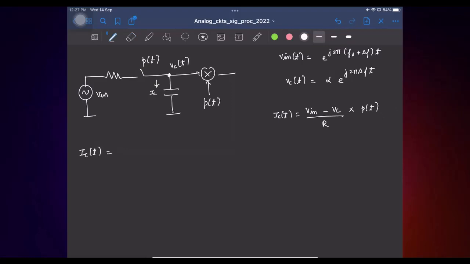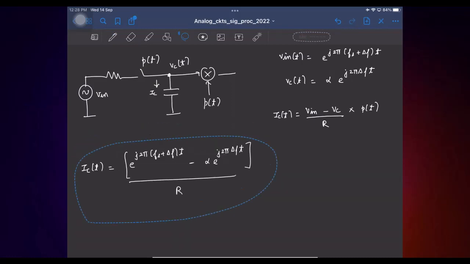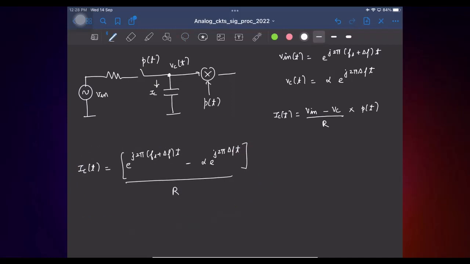Let me write it. I know each of these voltages. V in is e power j 2 pi (fs plus delta f) t, minus the capacitor voltage, alpha times this fellow, divided by R. Now multiply by P of t. Now P of t is again a periodic signal with a period Ts. So I'll write it in terms of its Fourier series. Fine. Now the capacitor voltage is what? 1 by C integral of IC dt. We know that the capacitor voltage mostly has only this portion, e power j 2 pi delta f t, right? So what will be the frequency present in the current?